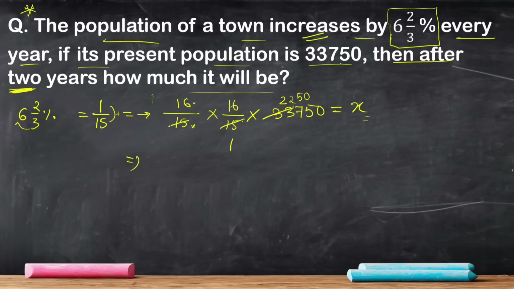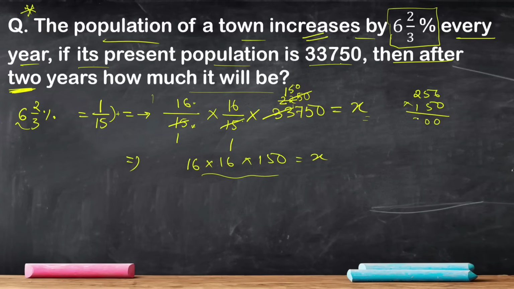Now again, I can cancel this one. 15 1 is 15, right? Then 7 will go, 15 5, then 0. This whole thing will go. So now the remaining is 16 into 16 into 150 equal x. If we multiply this, we'll get the population after 2 years. Okay, so let us do 16 into 16, how much? 16 square, I know 16 square is 256. If you don't know, learn the squares also, okay. So let us see. Now multiply by 150, you will get the answer.